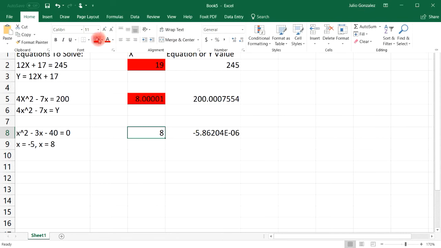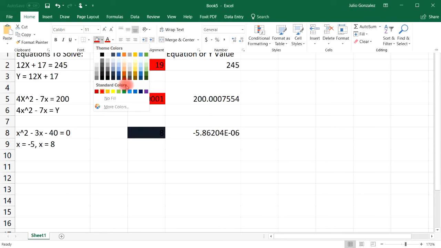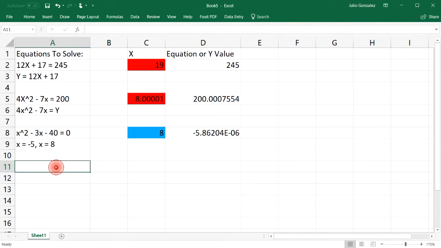Now let's change the color on this one. This time let's pick blue. Now let's go over an example where we're going to solve a polynomial equation. And so the equation that I want to solve is 3x raised to the 3rd power plus 5x squared minus 9x and then minus 9086 equals 0.